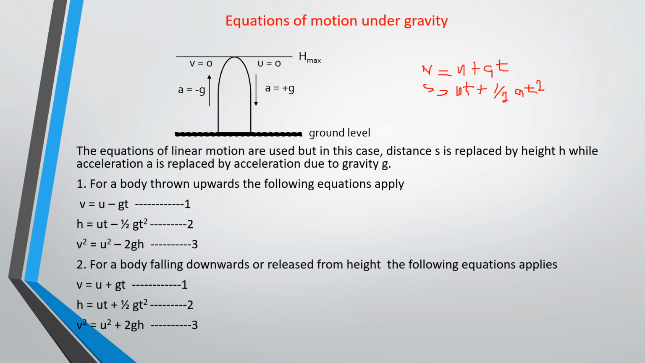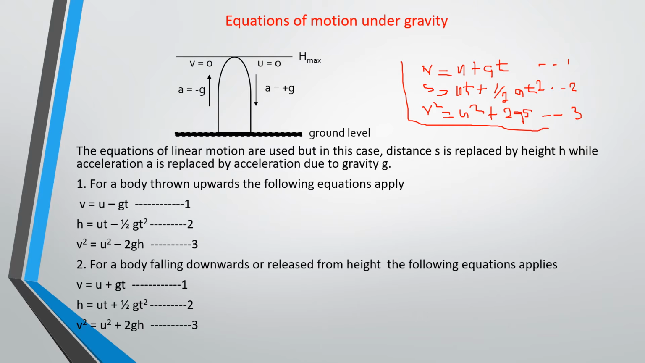Okay, this was the first one for linear motion. This was the second one. Then the third one for linear motion was v squared is equal to u squared plus 2as. This was the third equation of motion that we had when we discussed linear motion.